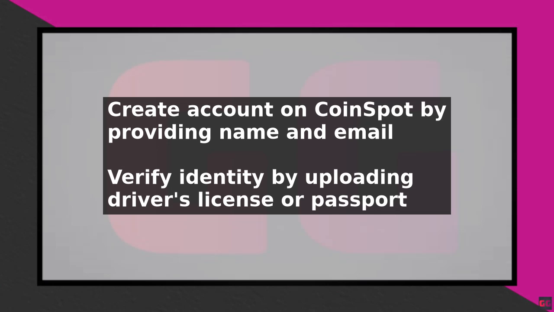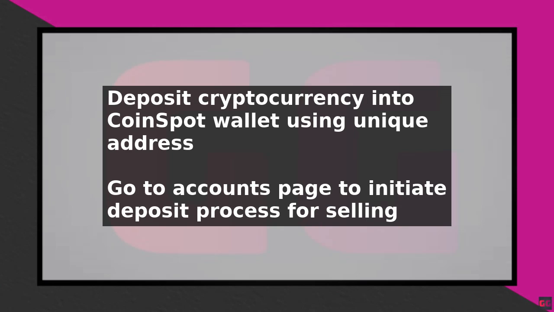To do this, go to the Accounts page and click on the Deposit button next to the cryptocurrency you want to sell. You will then be given a unique wallet address to send the cryptocurrency to. Once the cryptocurrency has been deposited into your CoinSpot wallet, you can place a sell order.